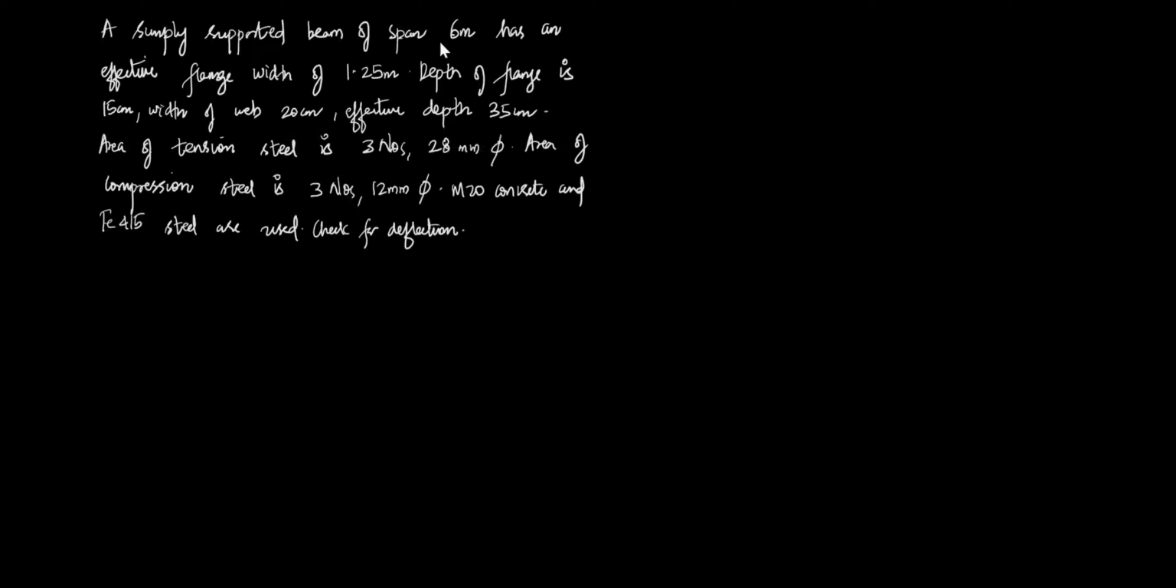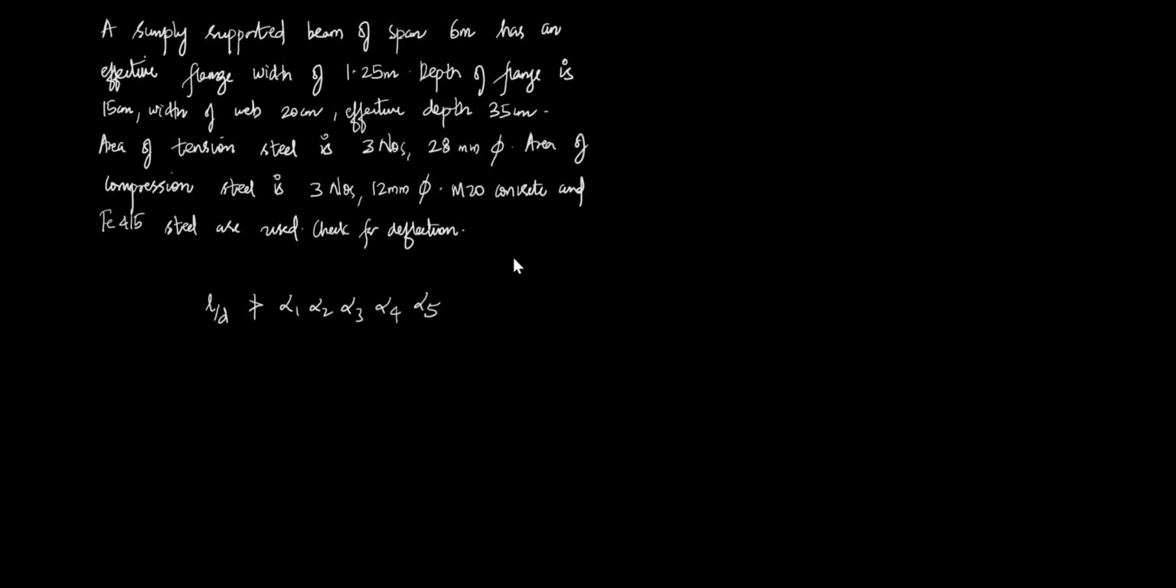That is, it is given a simply supported beam of 6 meter span having effective flange width 1.25 meter. The depth of the flange, that is DF, is given as 15 centimeter. The width of the web, that is BW, is given as 20 centimeter. The effective depth of the section is given as 35 centimeter. The area of the tension steel is given as 3 numbers 20 mm diameter and the area of compression steel as 3 numbers 12 mm diameter. M20 concrete and Fe415 steel are used. So here you need to check for deflection.